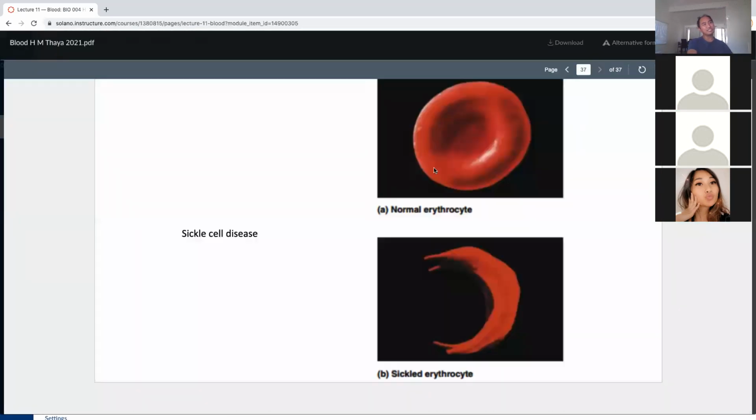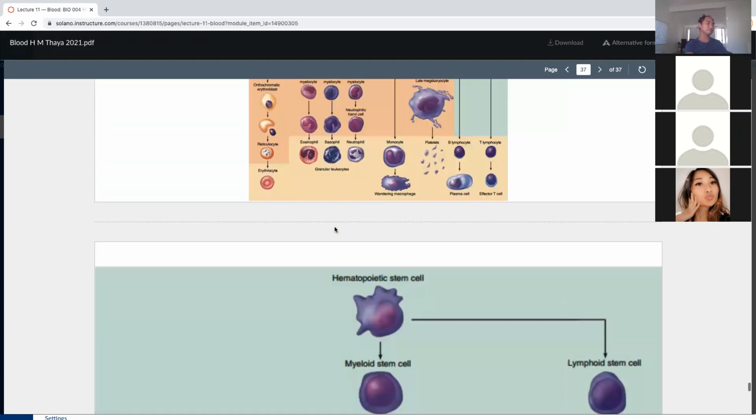So basic cell, don't forget that the shape of the RBC is a biconcave, circular structure. They can change shape, dip and turn around in small capillaries. But in patients with sickle cell disease, the cells change into a sickle shape when there is a lack of oxygen. If there is not enough oxygen, their cells will change into sickle shape. That is what we call sickle cell disease.